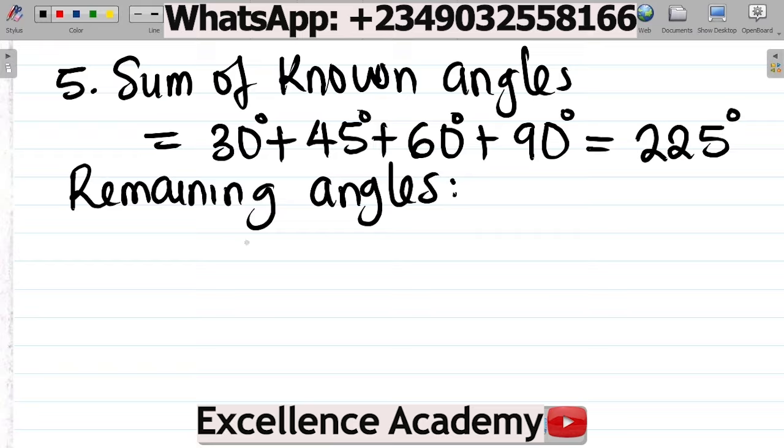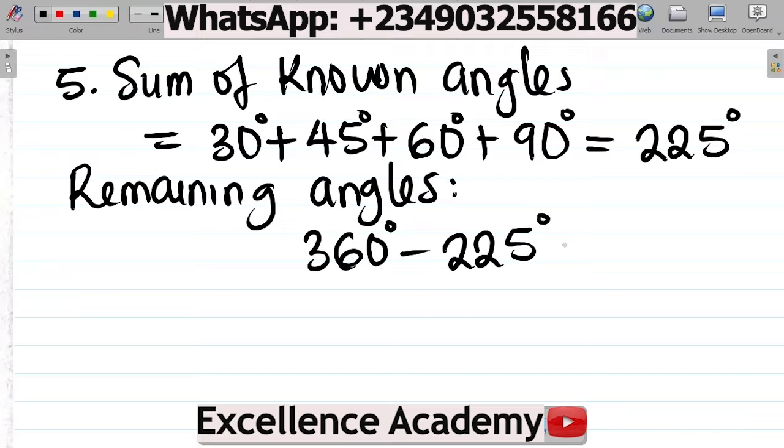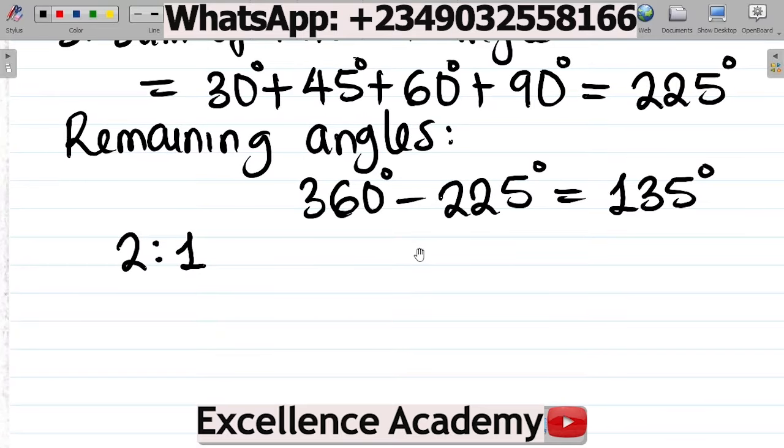So what is remaining is simply 360 degrees minus the sum of known angles, which is 225 degrees. If you subtract this, your value is 135 degrees. So what is remaining is 135 degrees. This 135 degrees is in the ratio 2:1. Right? If it's in the ratio 2:1, how do we calculate that?